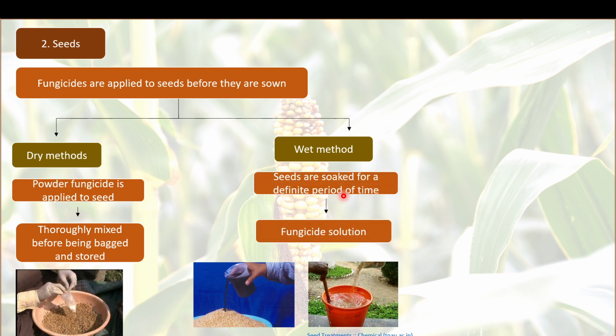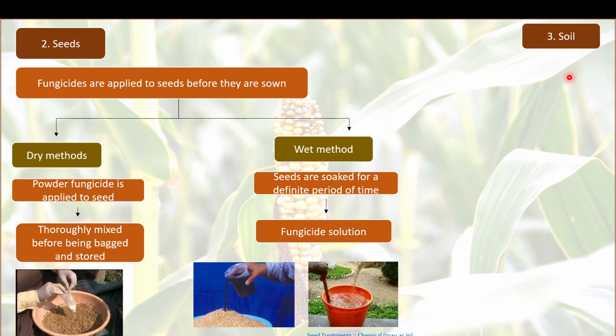Wet method is where the seeds are soaked for a definite period of time. You soak your seed for a definite period of time, say 2 hours, 4 hours, 5 hours, in the fungicidal solution. So you use a solution of fungicide, and you put your seeds into that solution, mix it well and let it remain there for a specific period of time, as mentioned for whatever fungicide is used, right? So that is called wet method.